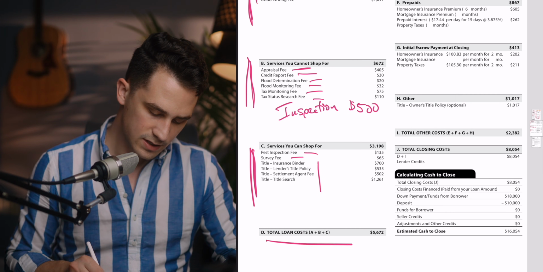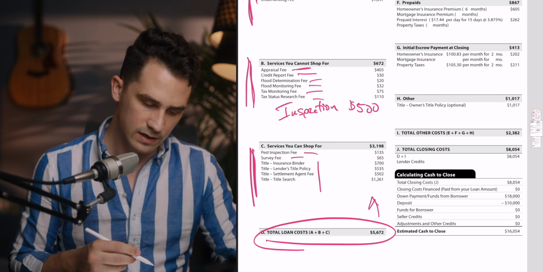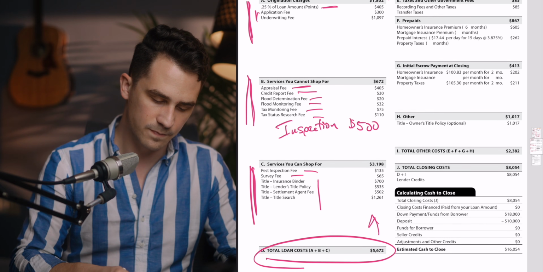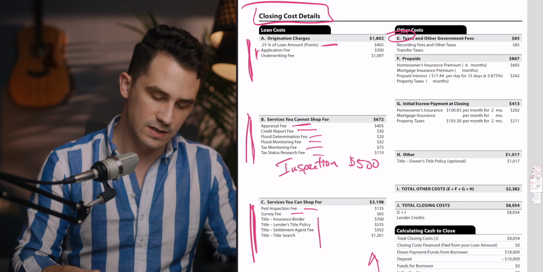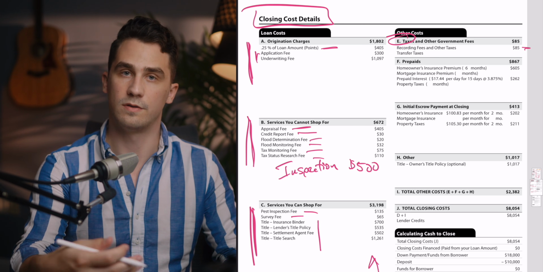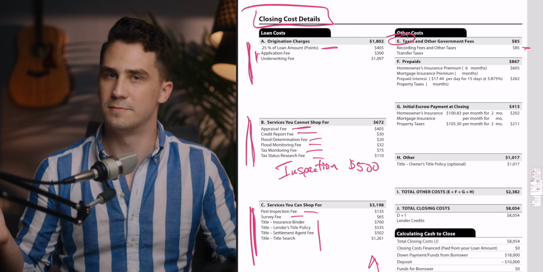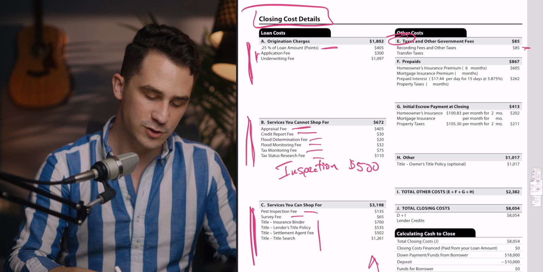Okay, Section D, this is just going to sum up everything that was above here. Then we move on to other costs. So Section E, recording fees and other taxes. Normally the county is going to charge money to be able to actually record the deed and the mortgage. Just part of the county doing their charges. Then we also have transfer taxes.